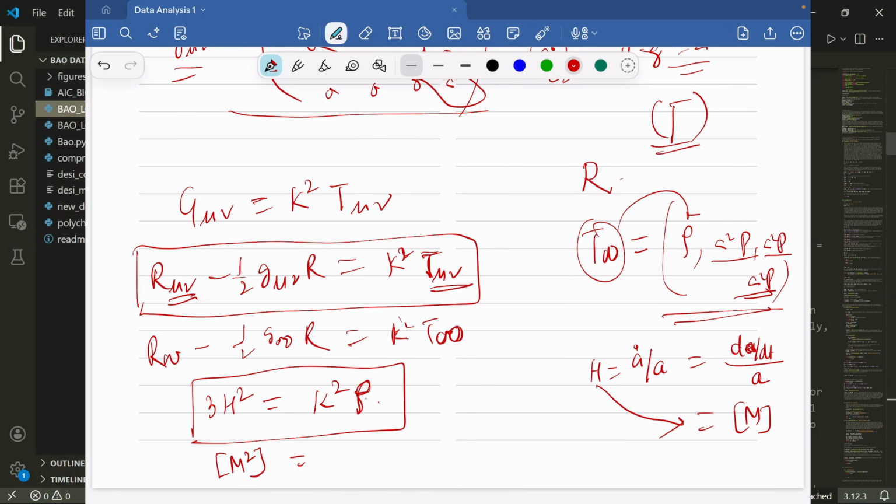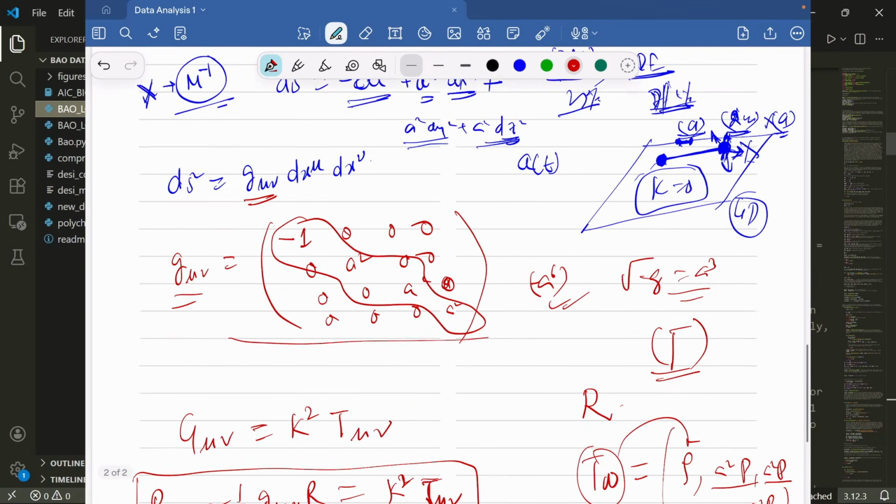Rho, you have to understand, is energy density, so it becomes M to the power 4, because it is mass per volume. Volume is length cubed, and length is mass to the power negative one, so it goes upside and rho becomes M to the power 4. Kappa is M to the power -1, so kappa squared becomes M to the power -2. So this is now dimensionally correct.